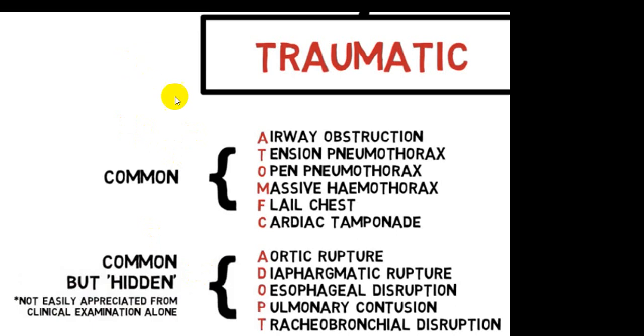So this is again divided into a traumatic group and a non-traumatic group. The traumatic group includes airway obstruction, tension pneumothorax, open pneumothorax, massive hemothorax, flail chest, cardiac tamponade, or damage such as aortic rupture, diaphragmatic rupture, esophageal disruption, pulmonary contusion, tracheobronchial damage, etc.